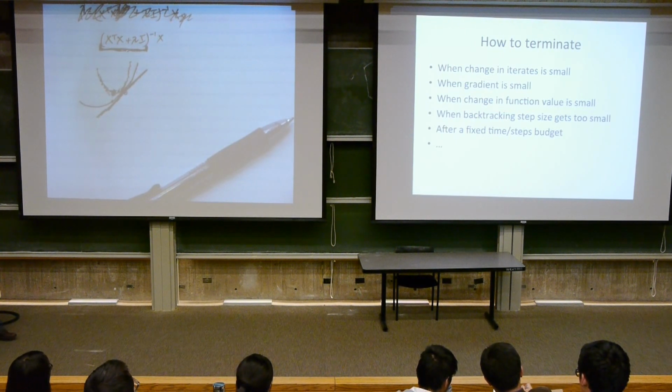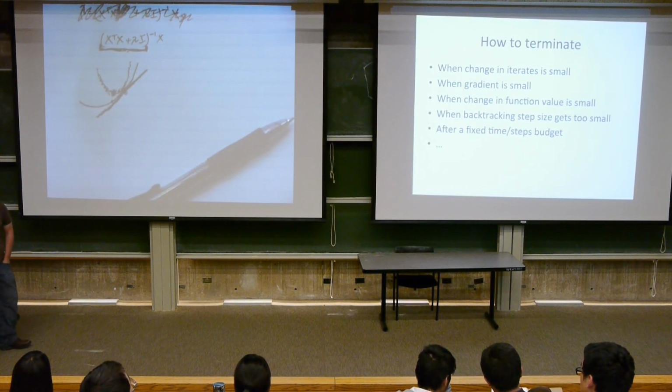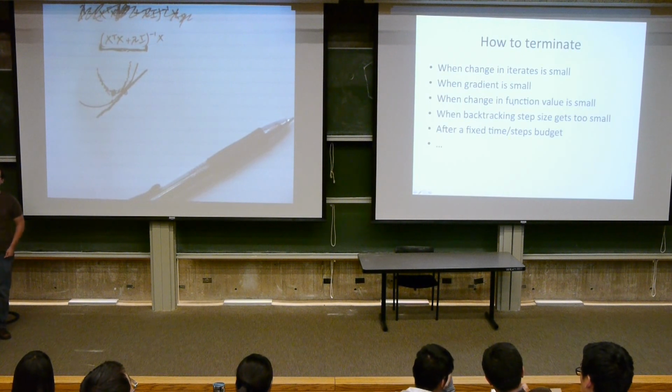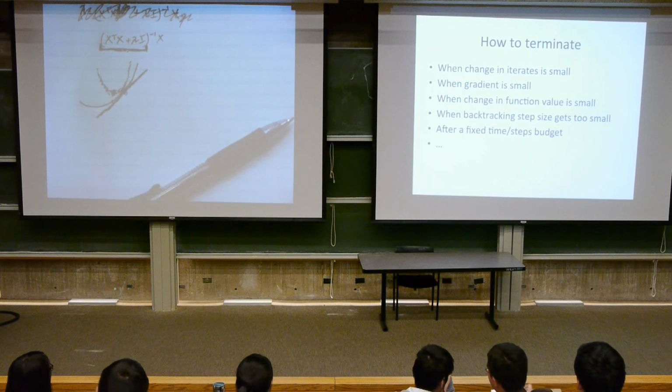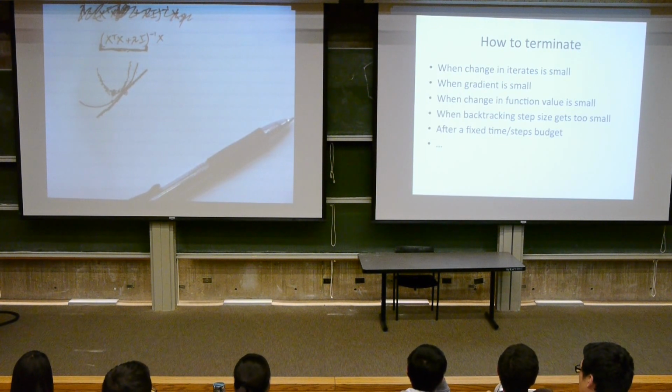Another thing to do is when the gradient gets really small. The assumption is that if the gradient is really small, because the second derivative has to be positive, you have to be pretty close to the actual minimum, hopefully. Another thing is when the change in function value is small. If you don't care so much about the actual values of the parameters, but you care that the parameters are almost as good as the best one.